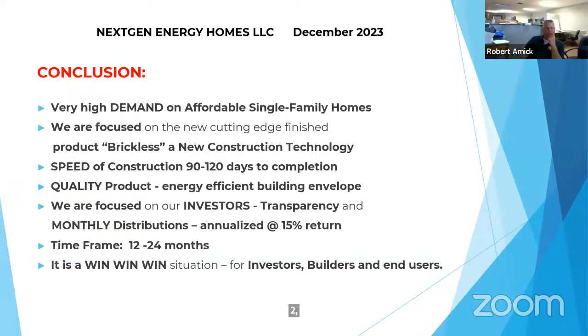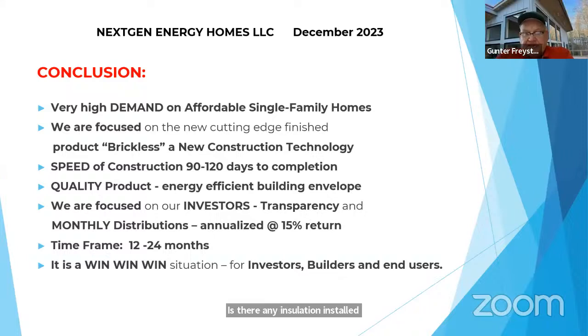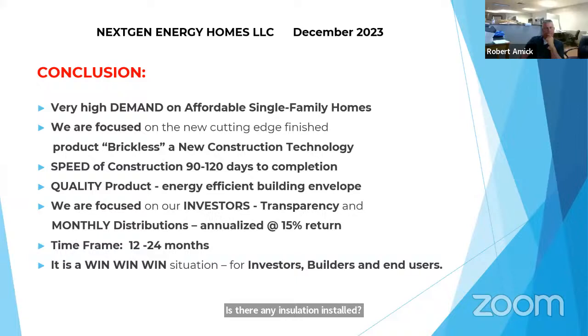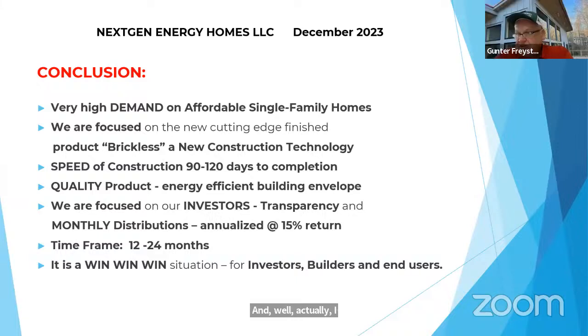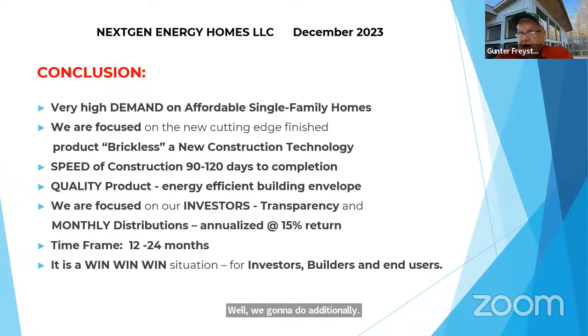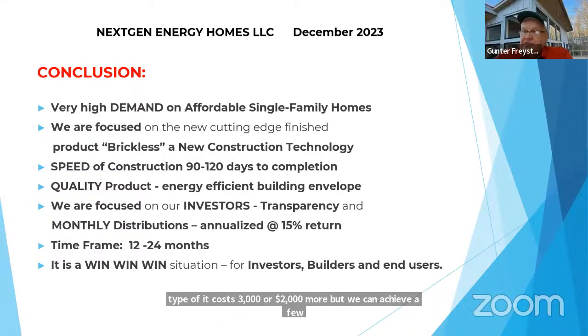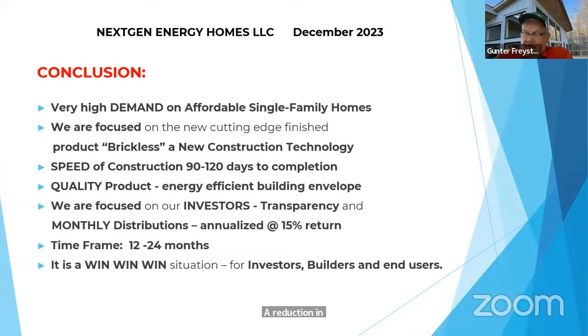Katan, if I said that right, where do you get the pre-built modular sections like bathrooms and bedrooms? Is there any insulation installed? The insulation is going to be installed on site. And I don't want to take this away from you, but I just remembered what we're going to do additionally. We're going to use some type of spray foam. It costs maybe $1,000 or $2,000 more, but we can achieve a 50% reduction in energy costs, creating this type of building envelope.